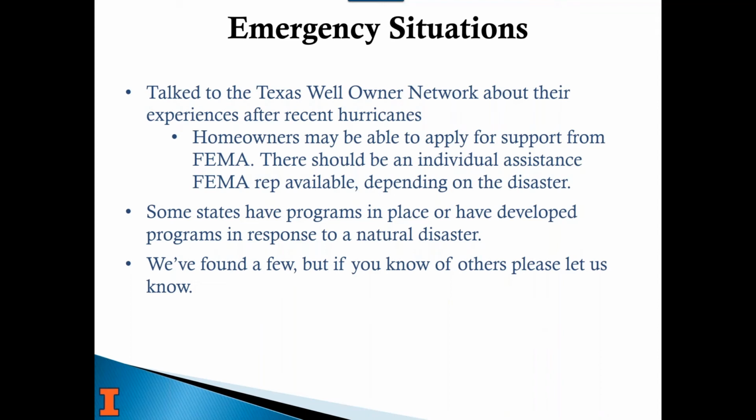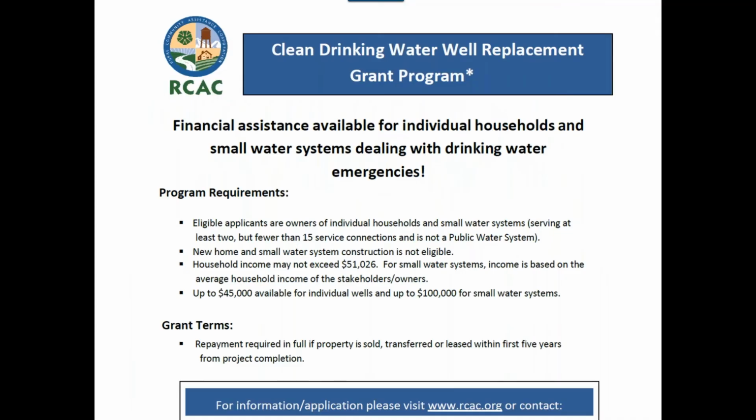But when things like flooding occur because of a hurricane, there is relief available. And again, the drought in California gave RCAC a large grant to provide grants to well owners, up to $45,000 for an individual well and $100,000 for a small water system, if they meet the income standards. That's a great opportunity if you're in that situation.